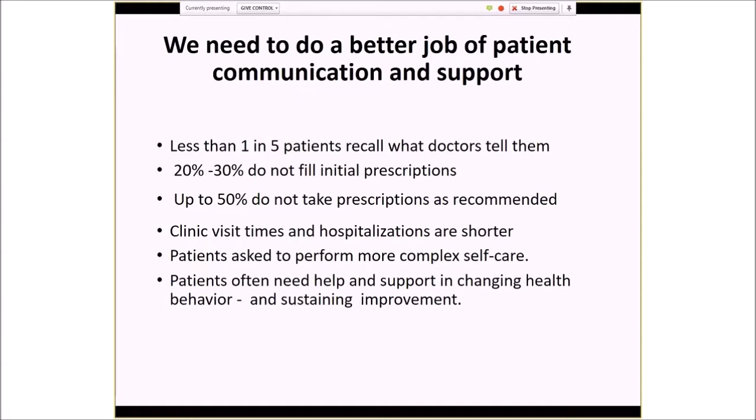Patients are asked to perform increasingly complex self-care. You leave the hospital, somebody at home may be having to perform skilled nursing care. Who checked them out on inhalers, oxygen, all kinds of things? Patients often need help and support in changing behavior and sustaining that improvement, ongoing touch points.